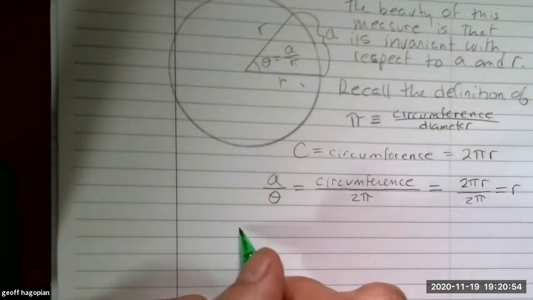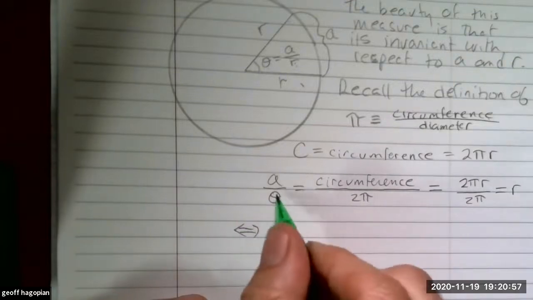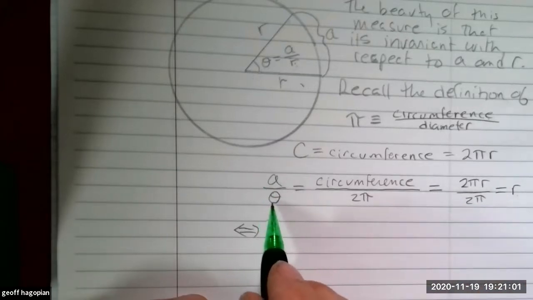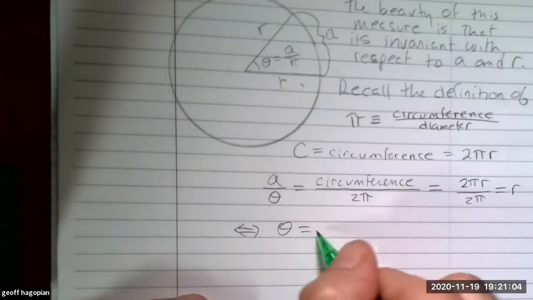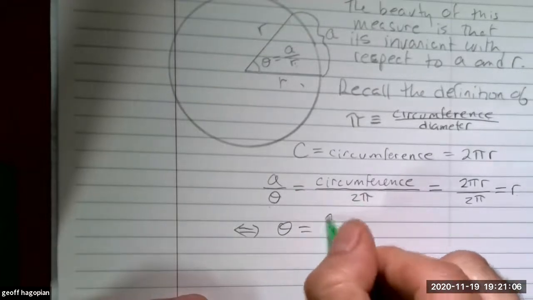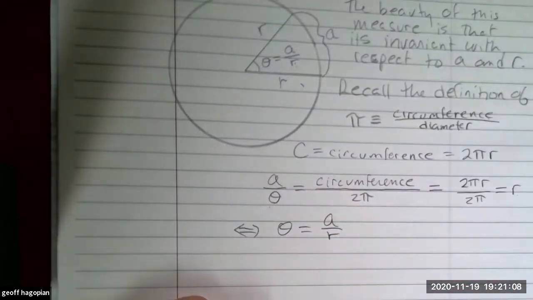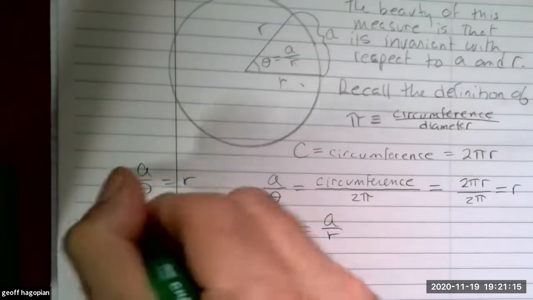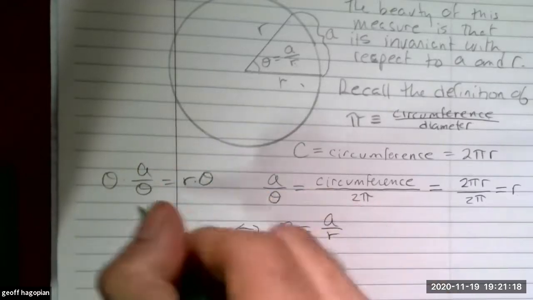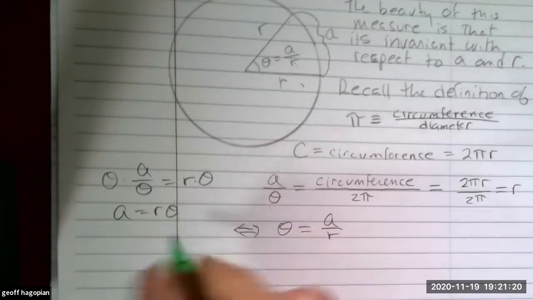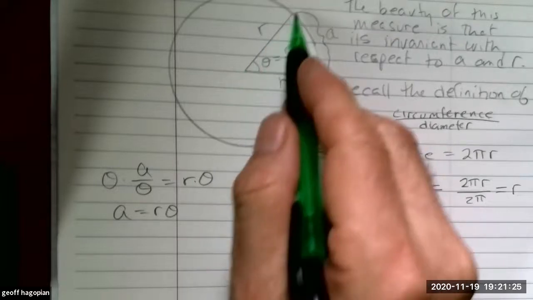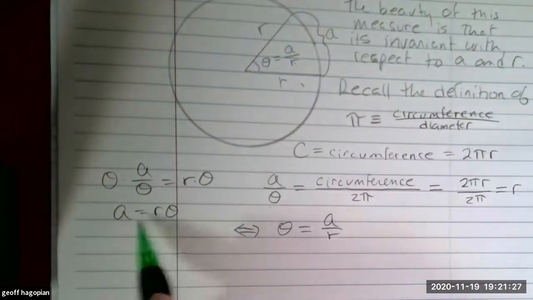If you solve this equation, we have a over theta equals r. If you solve that equation for theta, you get theta equals a over r. So you've got a over theta equals r, multiply both sides by theta, right? You have a is equal to r theta, which is an important relationship, right? If you want to know the arc and you know the angle in radians and you know the radius, you can find the arc with this formula.